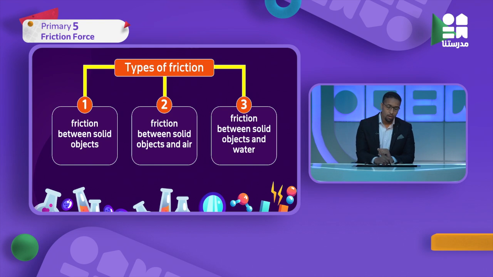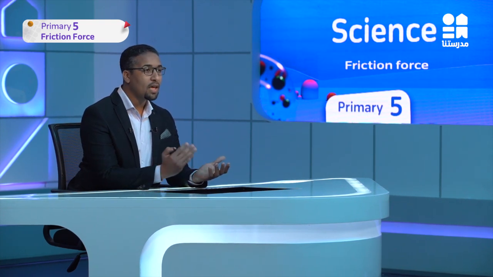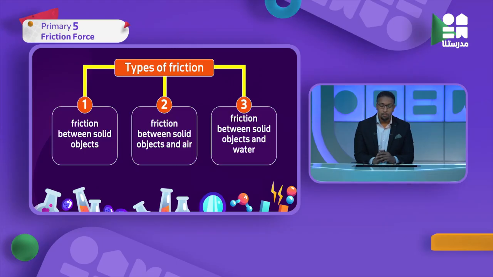And there are three types of friction force. The first type, friction between solid objects, between solid and solid. يبقى احتكاك بين جسمين الاتنين في الحالة الصلبة. Number 2, friction between solid objects and air. Number 3, friction between solid object and water.